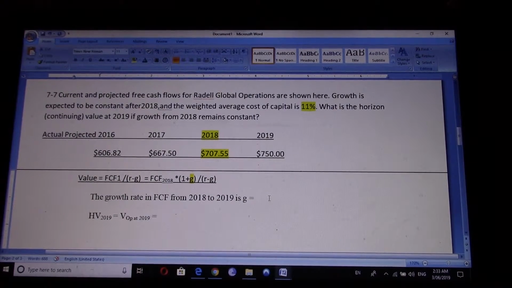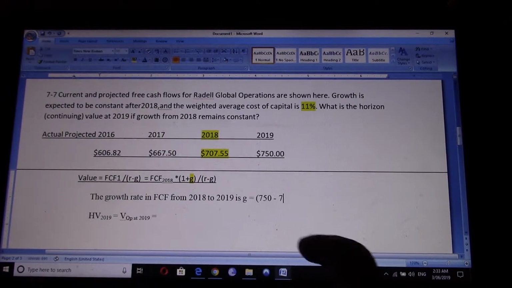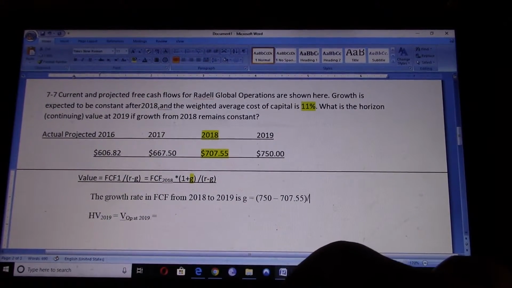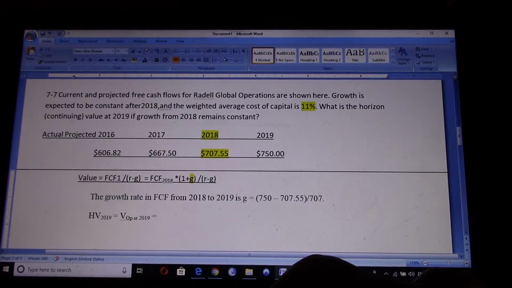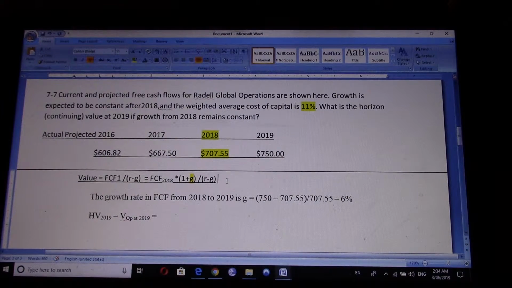We should use 2019's free cash flow 750 minus 2018's cash flow and divided by 2018's cash flow. This will give us the G. It should equal to 6%, and then plug into this equation.